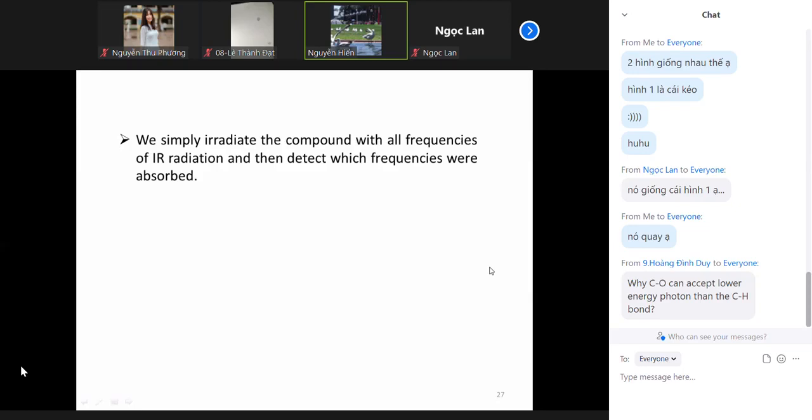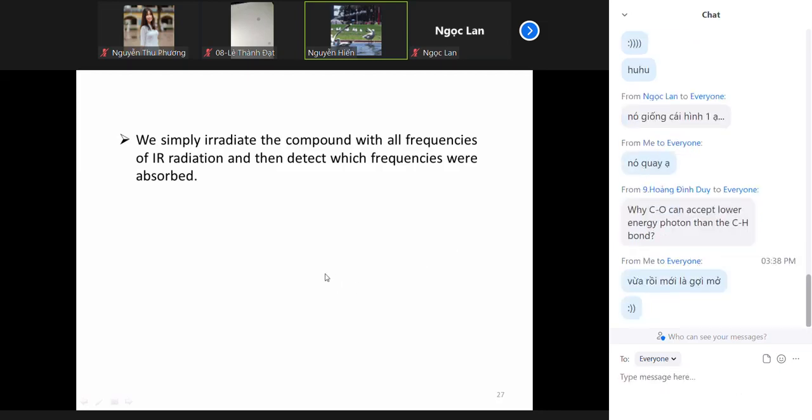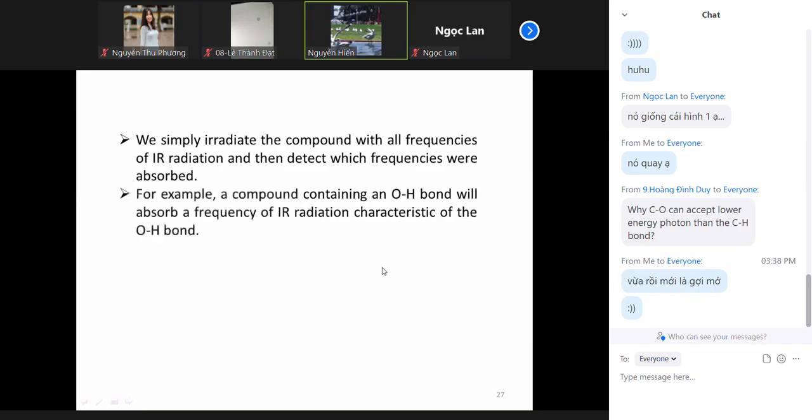why CO can accept lower energy photons than the CH bond. Okay, these questions will be answered in the coming part of the lectures. These examples just want to show you that different kinds of bonds will have different energy gaps between vibrational states. It will be answered in the coming parts. At the moment I don't have the answers.